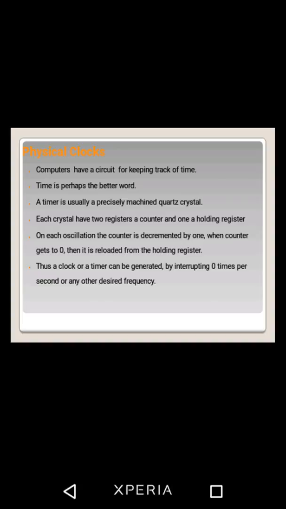On each oscillation of the crystal, it decrements the counter by 1. When the counter gets to 0, an interrupt is generated and the counter is reloaded from the holding register. In this way, it is possible to program a timer to generate an interrupt 60 times a second or at any other desired frequency. Each interrupt is called one clock tick.